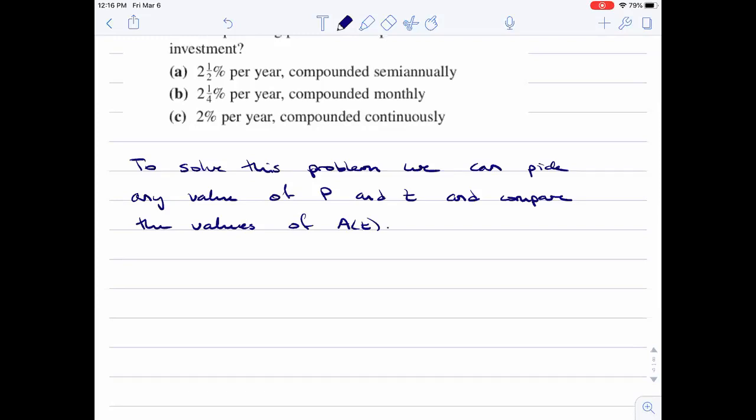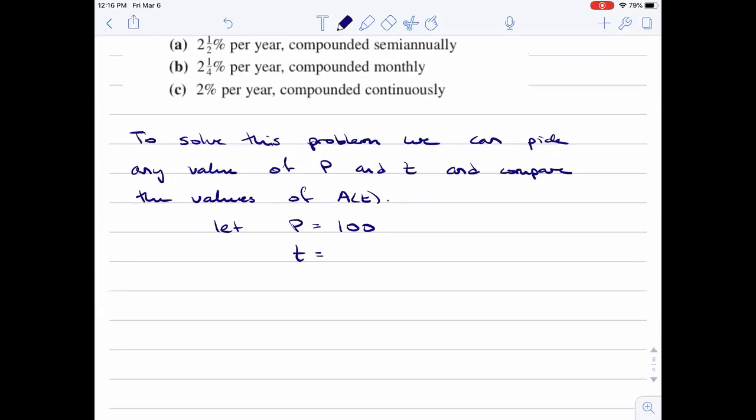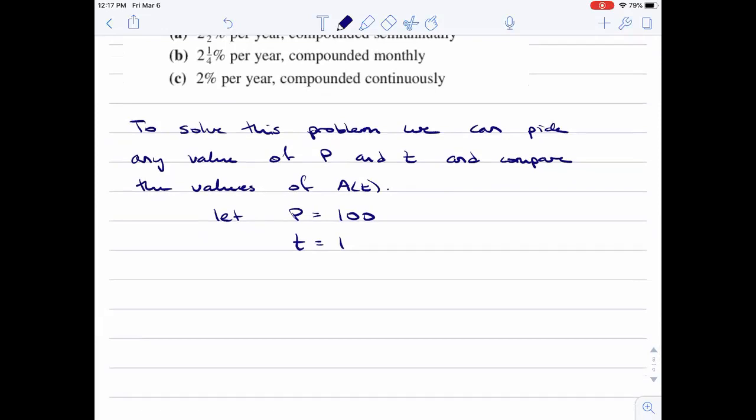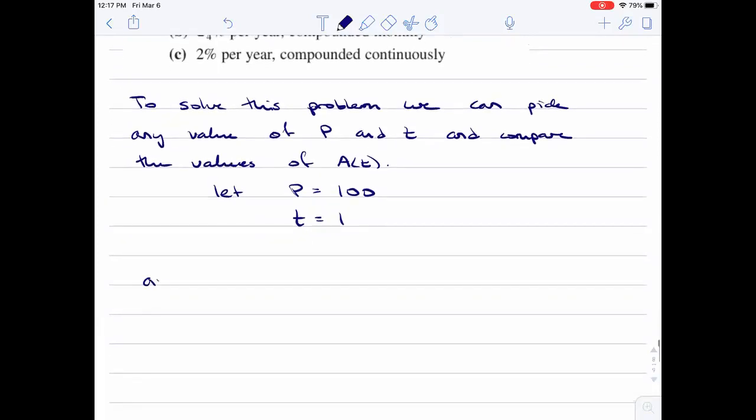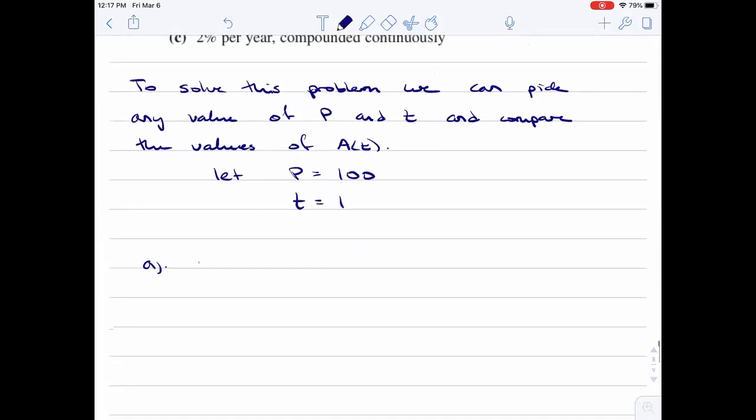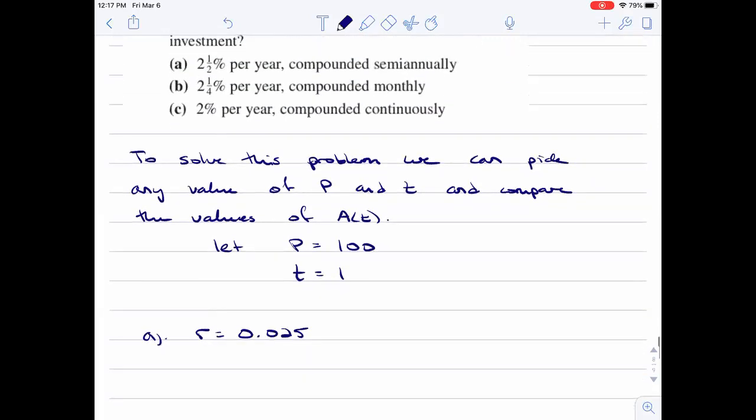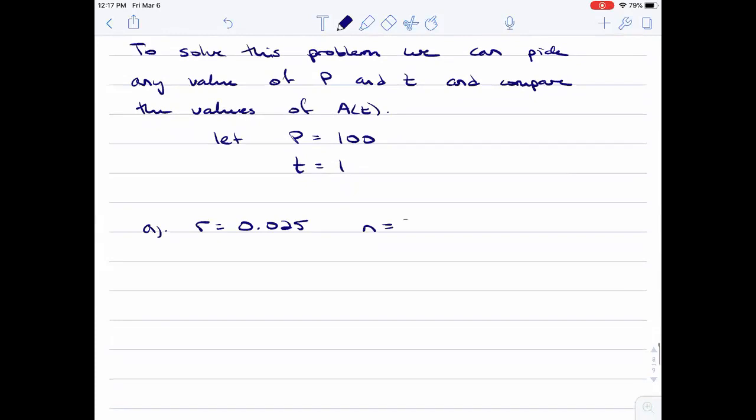So I'm sitting and I've got $100, and let's just do T equals 1, right? How much am I going to have of this $100 after a year? You could let it be 10 years. It doesn't really matter, because you're looking for the same time frame for all of these problems, and the same initial amount. And so it actually doesn't matter. So part A, we've got a rate, R is 0.025. And N is compounded semi-annually, so N is 2.